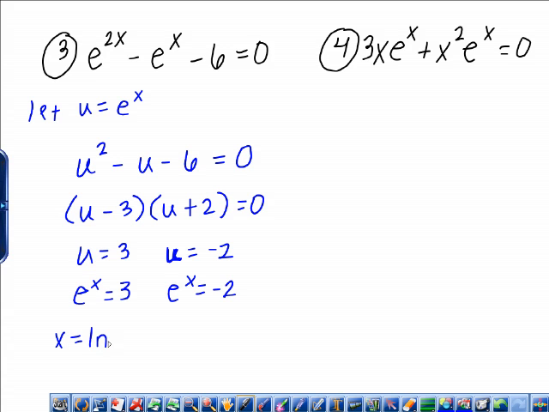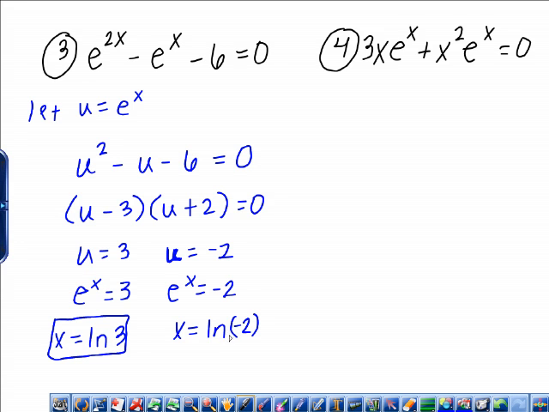It equals natural log of 3. And again, you can get this by converting into a log or taking natural log of both sides. And that looks like a good answer, and it's a pretty simple answer. Okay, over here, I end up getting x equals natural log of negative 2. This does not sit well with me. Natural log is only of positive numbers.